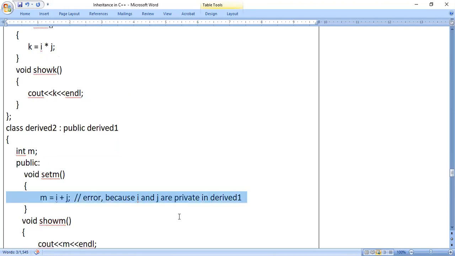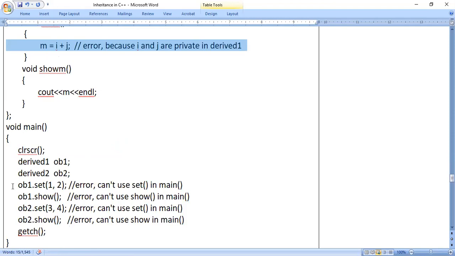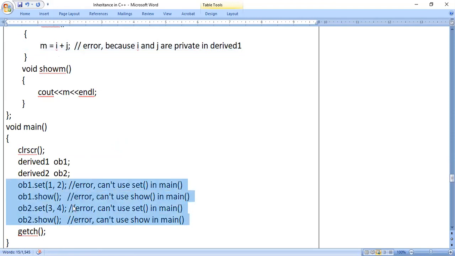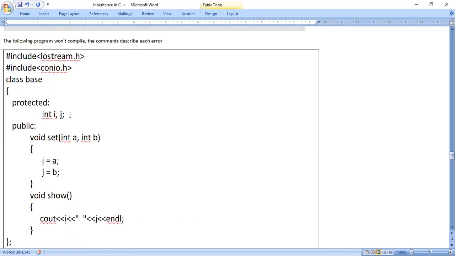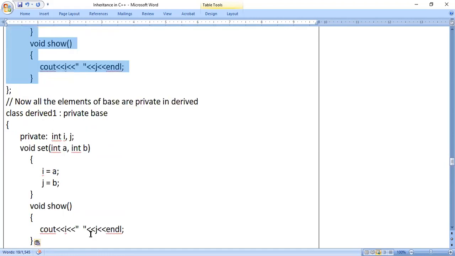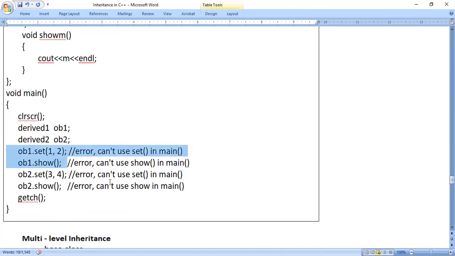So this line is more important. Further, if you try to inherit, you will get an error. That is the meaning of this entire program. And if you try to access the functions also, you will get an error, set and show, because those also become private. In addition to the I and J variables, these two functions also become private in derived one. In base class, it was public, but in derived one, it has become private. If it is private, you cannot access it in the main function, so here you will get an error. Understood? If you have any doubts, you can ask.